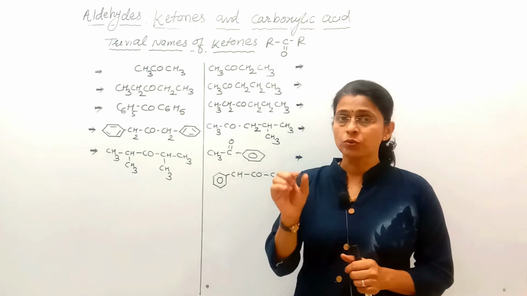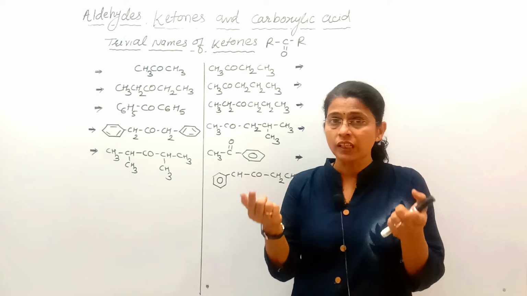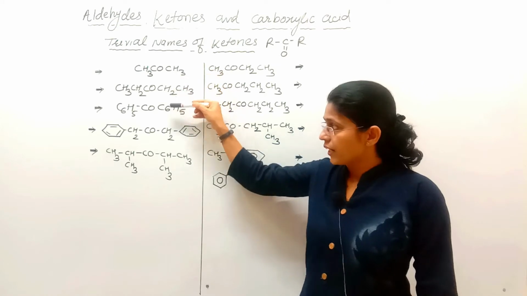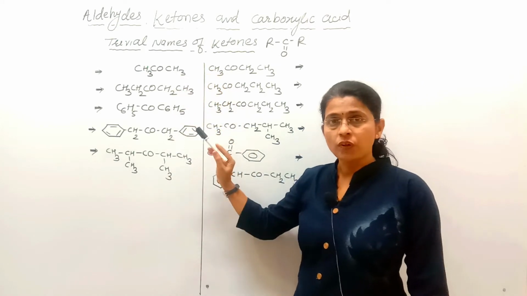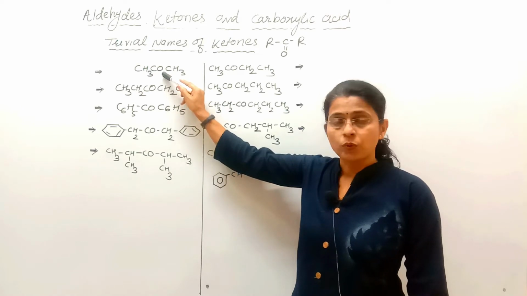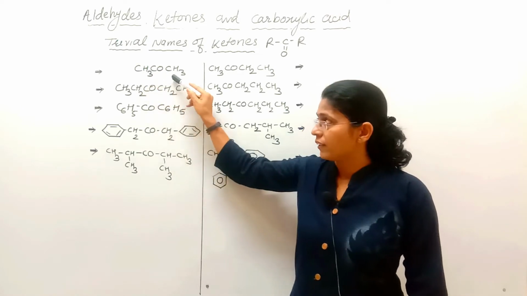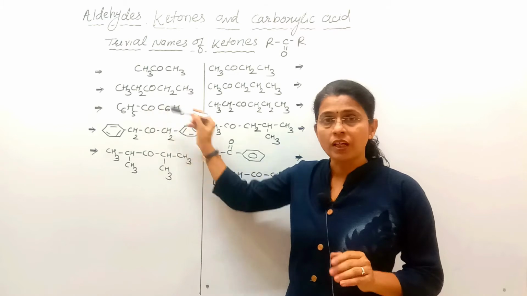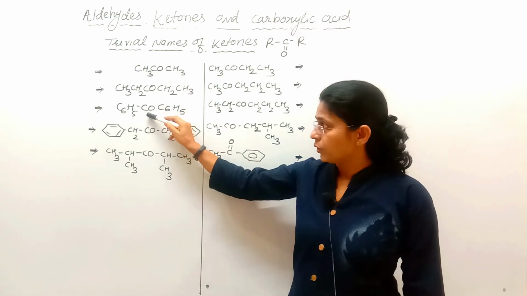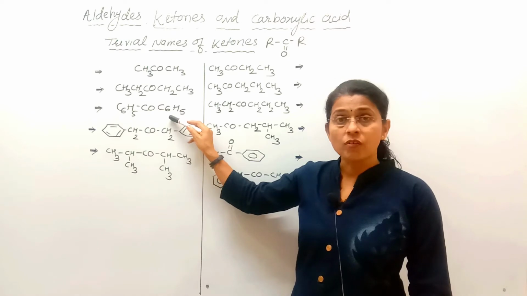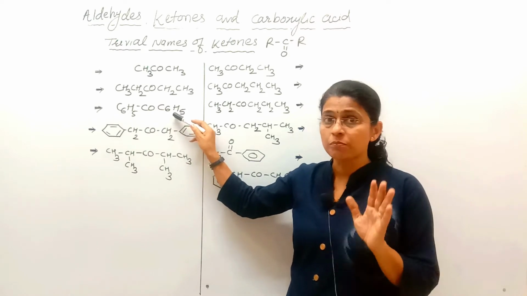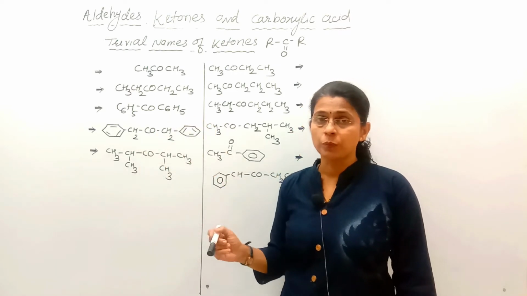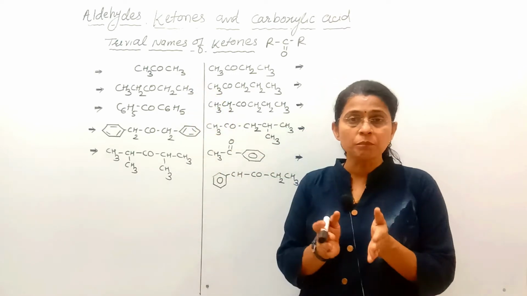We must concentrate on these two alkyl groups attached to the ketone. See here, all these are examples of simple ketones. Watch carefully. This is CO, the carbonyl group, and on both sides there are methyl groups. Here on both sides of the carbonyl group there are ethyl groups. Here there is a phenyl group, C6H5, the benzene ring. Here on both sides there is a benzyl group. So all these are examples of simple ketones.